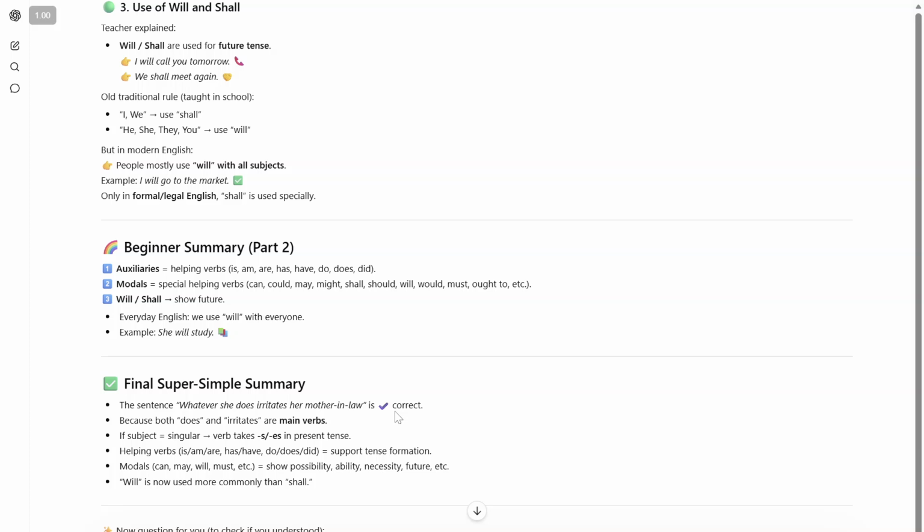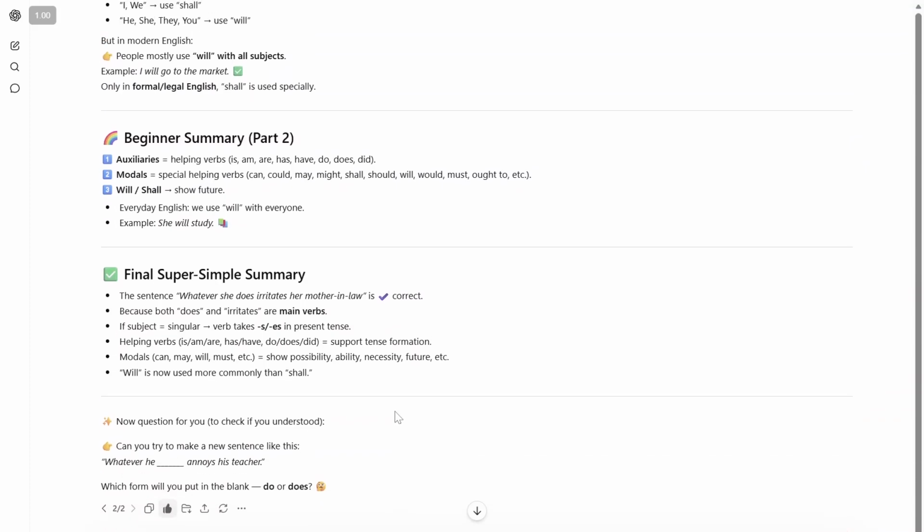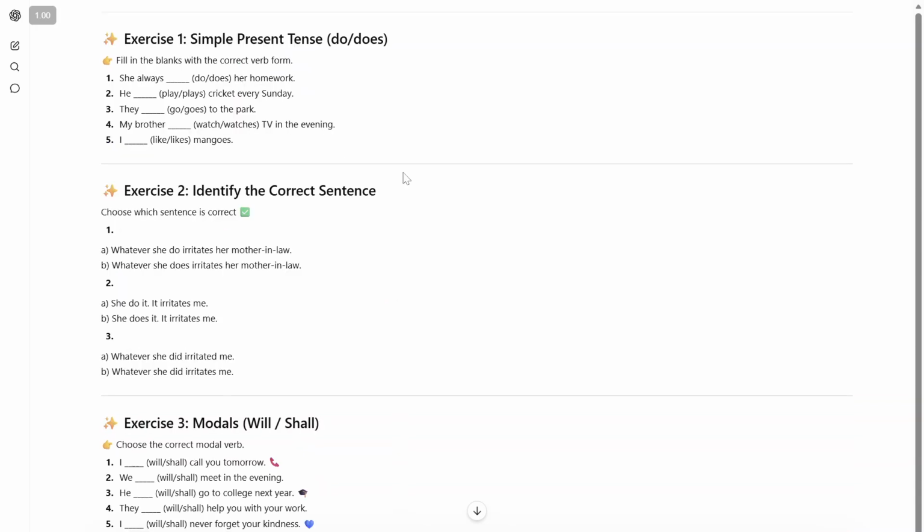Now, a question for you to check if you understood. Can you try to make a new sentence like this? "Whatever he annoys his teacher," which form will you put in the blank: do or does? I'll keep it beginner-friendly and colorful.